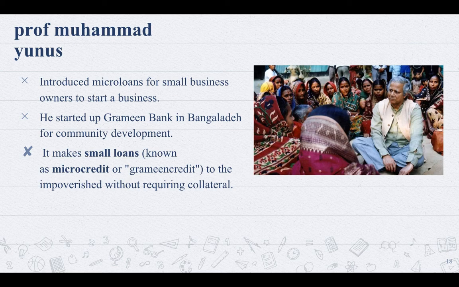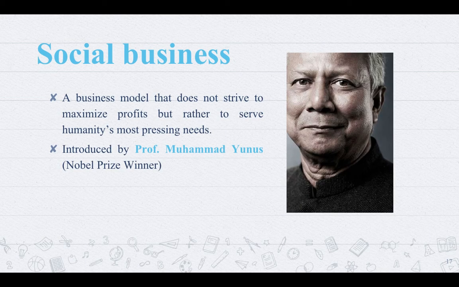He started up the Grameen Bank in Bangladesh so that people can have more businesses and they can improve their lives. Okay, so this is what Professor Muhammad Yunus did. So remember, when it comes to social businesses, you also need to make sure that it's sustainable in a way that you are gaining profit as well. You are not doing a charity, you are doing a business.